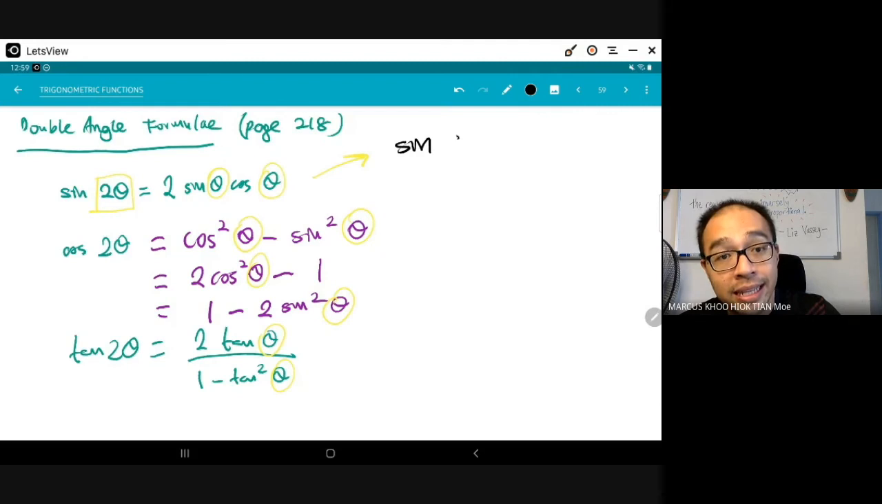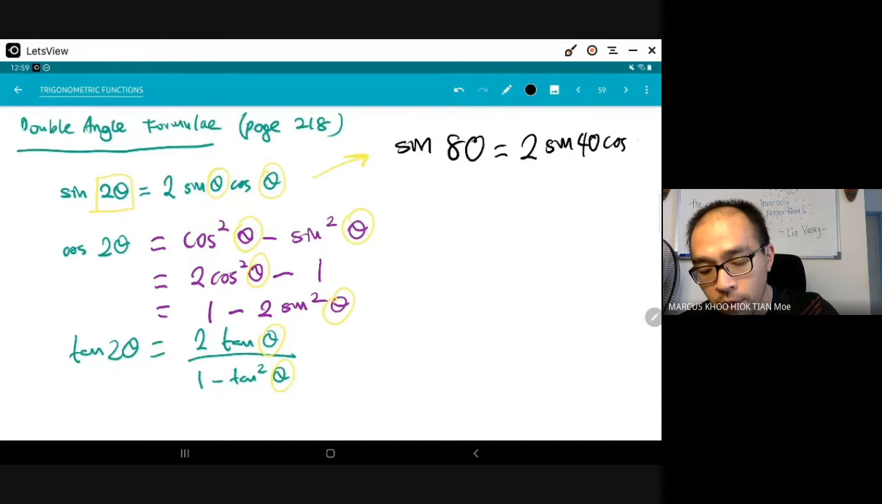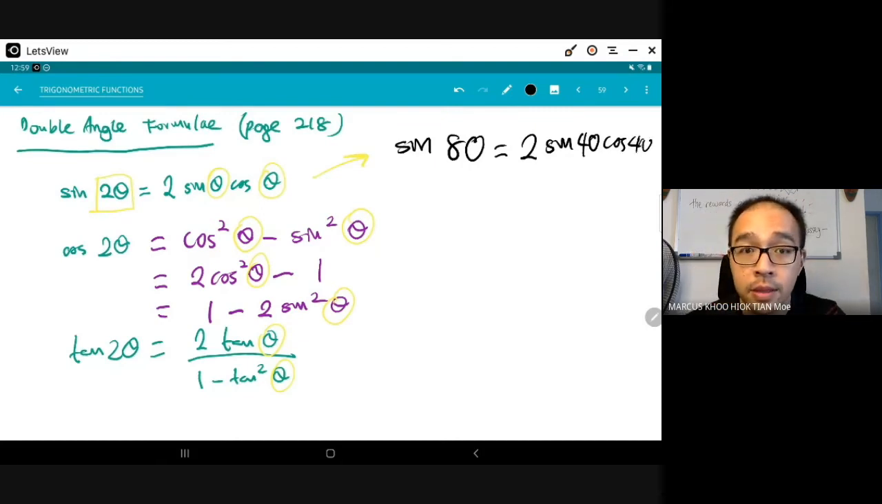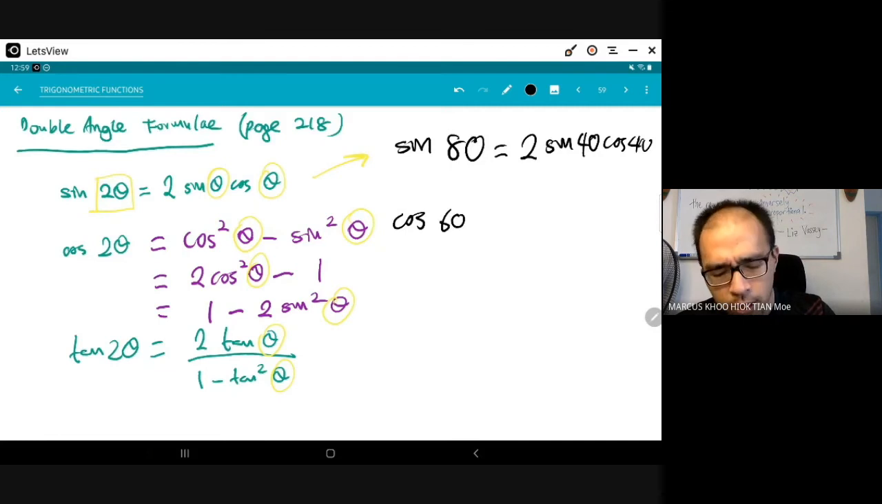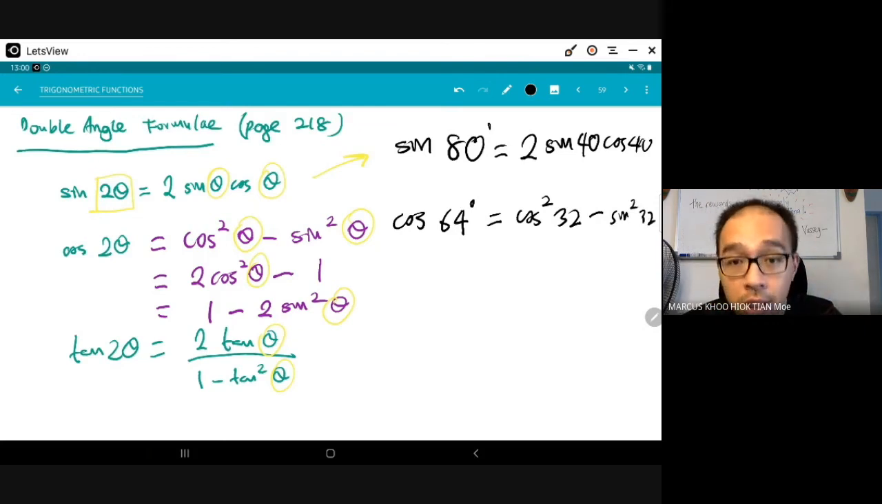So let's say I were to use this, I can say that sine 80 equals 2 sine 40 cos 40. Makes sense? Sine 80, because 80 is 2 theta. I set theta as 40. So sine 80 equals 2 sine 40 cos 40. If you calculate it in your calculator, you will get the same value. But I'm not going to waste time there. Or cos 64, for example, equals cos squared 32 minus sine squared 32, because 32 is half of 64.